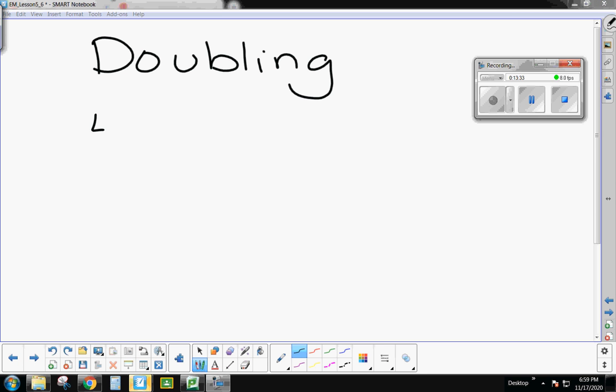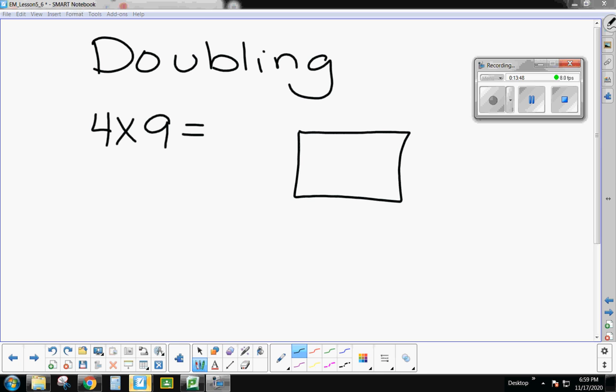All right, let's do 4 times 9. I know I can use a doubling strategy because I have an even factor. 4 is an even factor. Now, again, I'm going to require you to draw the area model. So you have to draw a rectangle, and you have to go ahead and label your sides. So this is a 4 by 9. Now remember, you take the side with the even factor, and what are you going to do to it? Go ahead and pause the video and see if you can work out this doubling strategy using this area model.